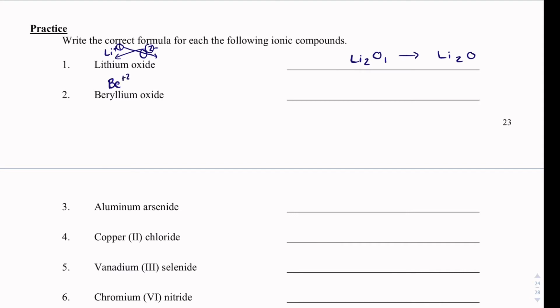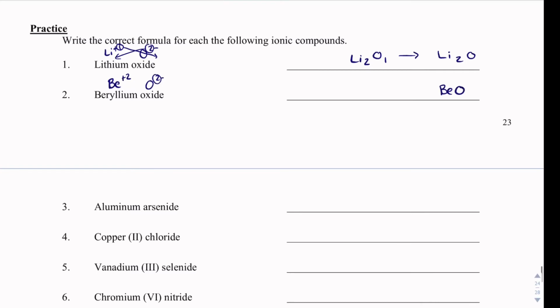Beryllium has a plus 2 charge when it is in an ionic compound. Oxygen has a 2 minus charge, or a minus 2 charge, however you want to write it. Ask yourself if those charges cancel each other out. Here they do. So our formula is going to be BeO.